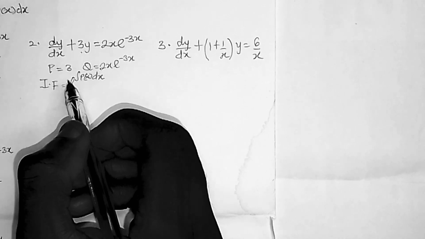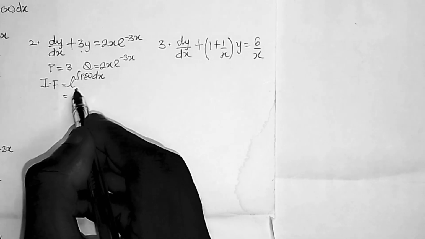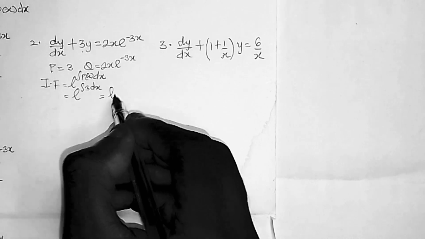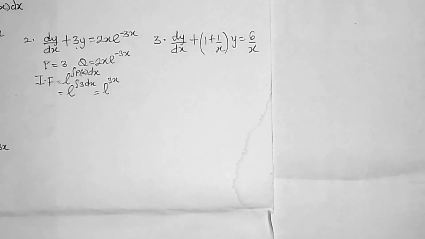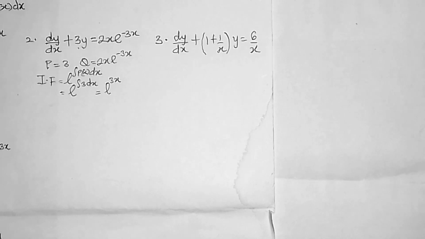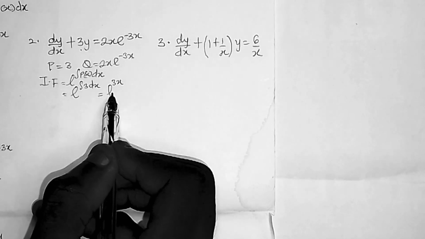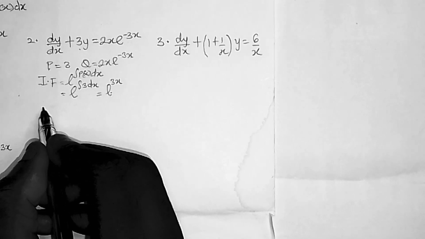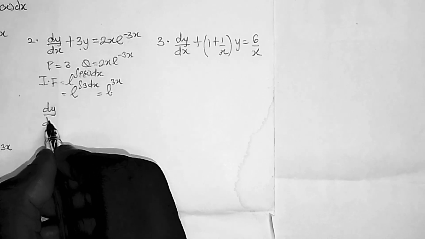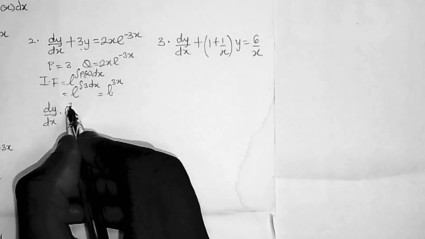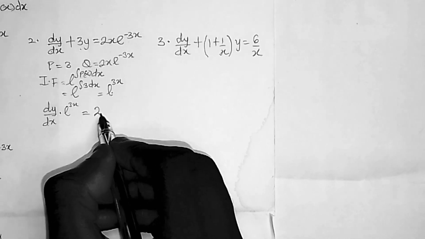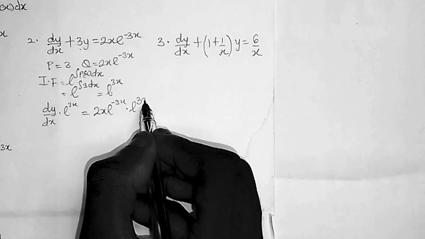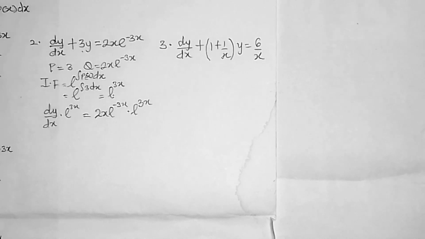So after that, the next thing, that will be what? Exponential integral of what? 3 dx, which will give us what? Exponential 3x. So that means your integrating factor here is exponential 3x. So don't forget, the next step, use exponential 3x to multiply dy dx and to multiply your q of x. So that will give us what? Dy dx multiplied by what? Exponential 3x equal to what? 2x exponential minus 3x multiplied by what? Exponential 3x. Are you seeing that now? So that is your next step.